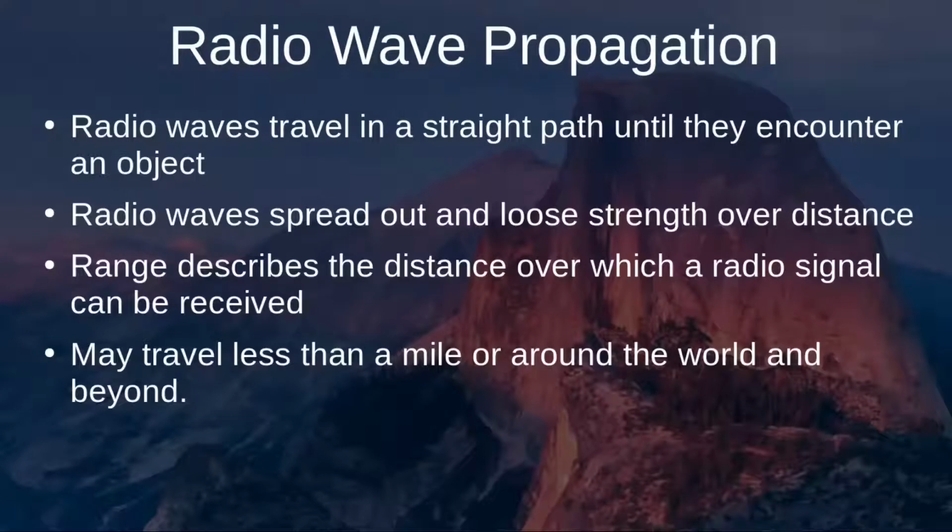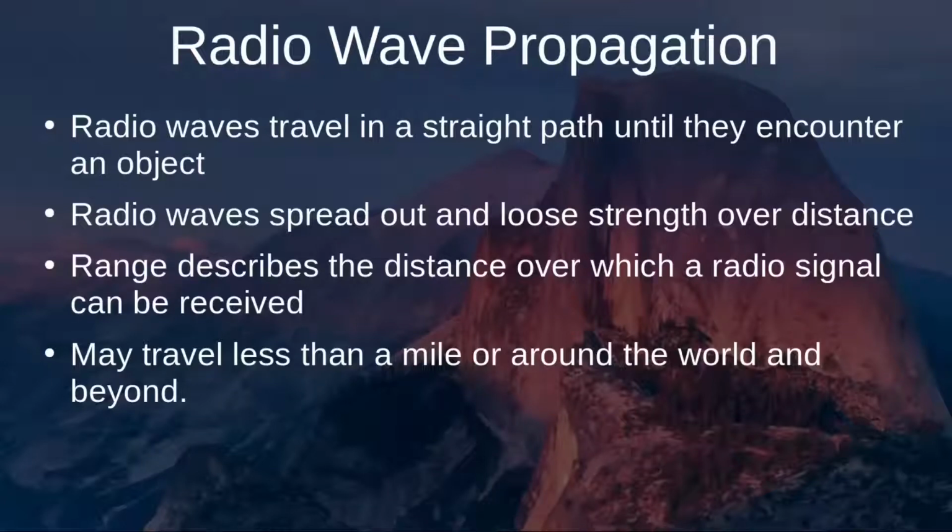Radio waves travel in a straight path until they encounter an object, which may distort them, bend them, or reflect them. Radio waves spread out and lose strength over distance. As an example, take a very still large pond and drop a pebble in the center of that pond. You can see that there are smaller rings or ripples in the water that spread out from that centralized point. As they go farther and farther, they start getting weaker and less noticeable till they're no longer noticeable whatsoever.